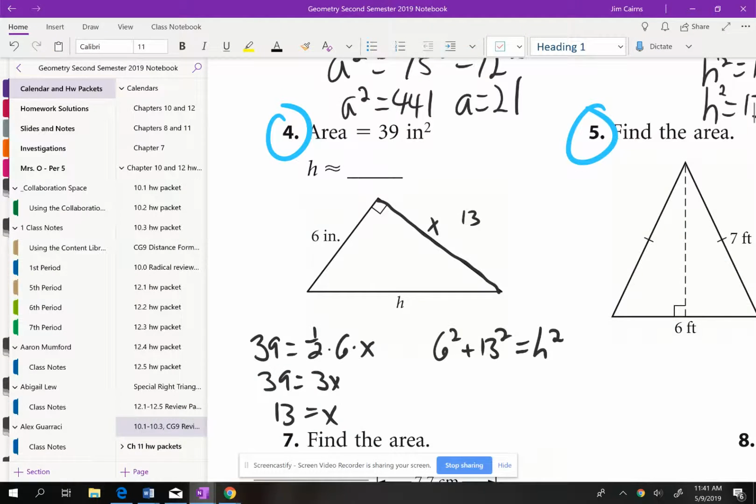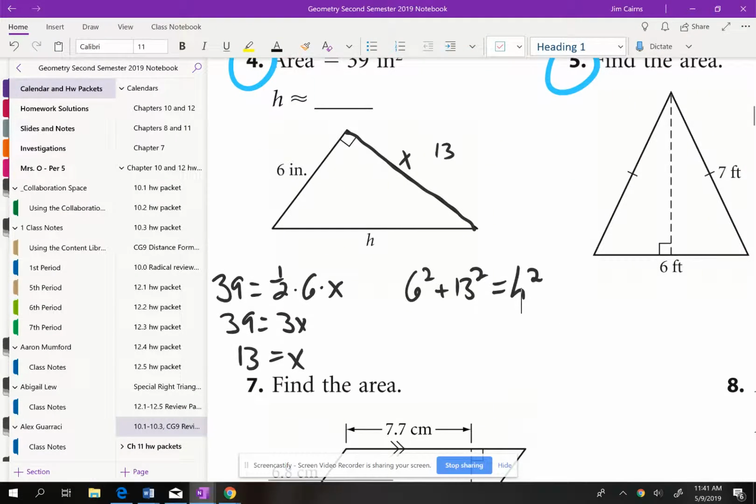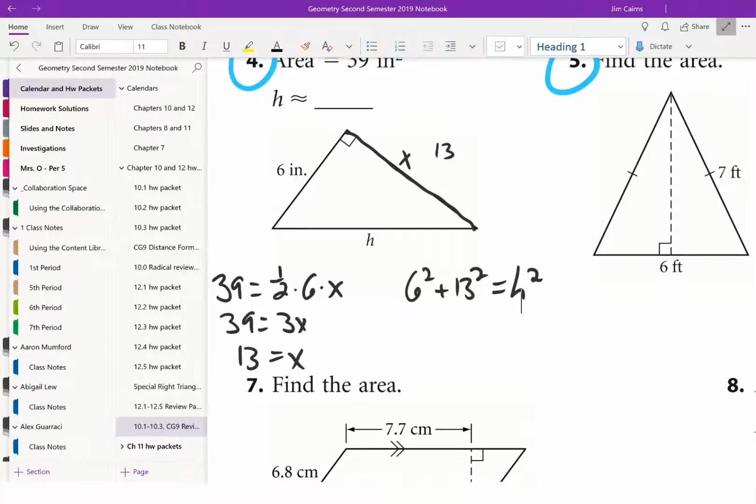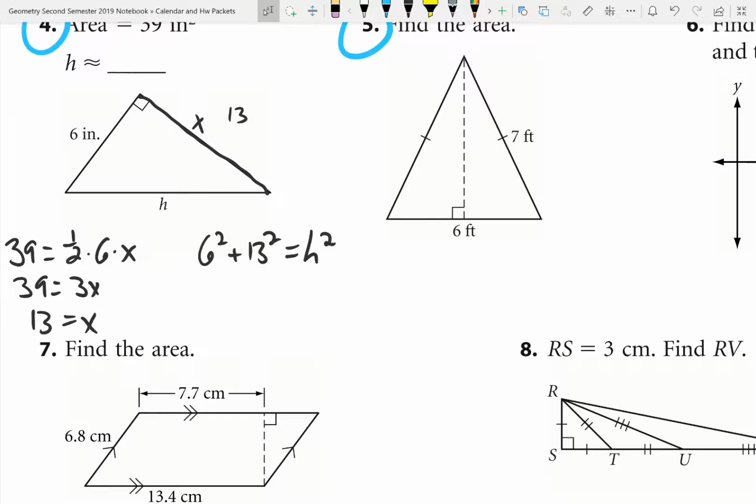Okay, continuing on with number 4 here. Again, we did 6 squared plus 13 squared equals h squared. And so when we do that, we get 205 equals h squared. Square root that number, and we'll get about 14.3 is approximately equal to h.